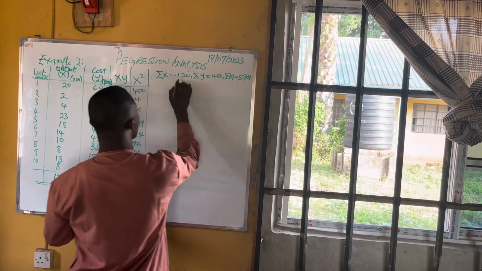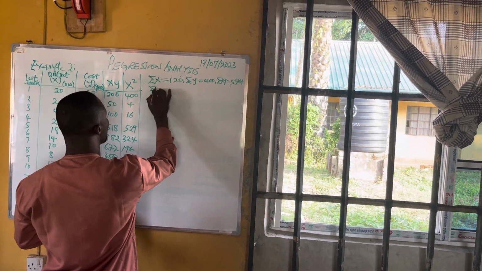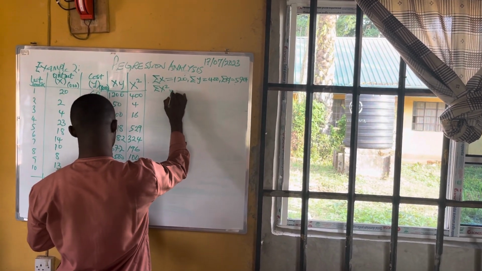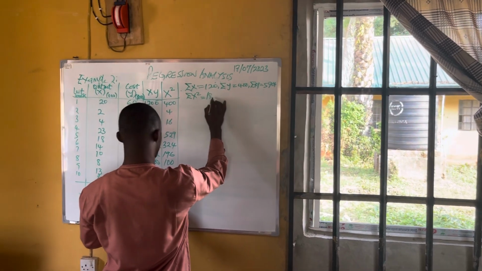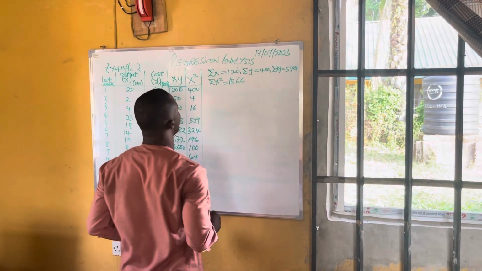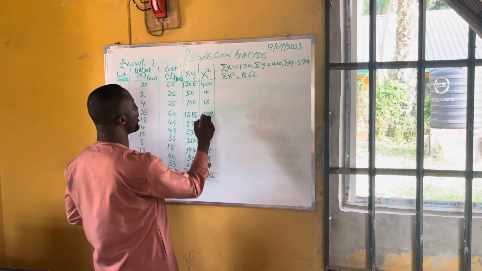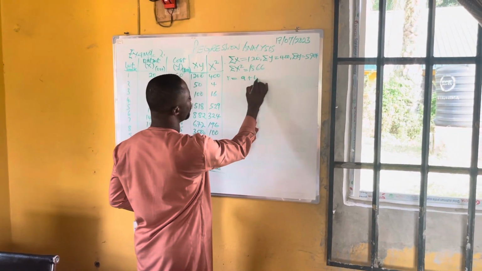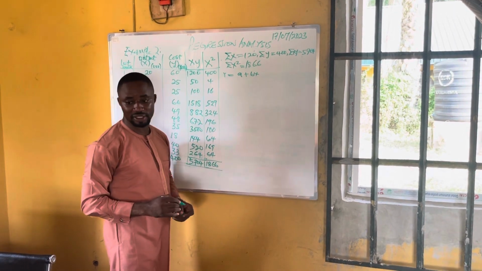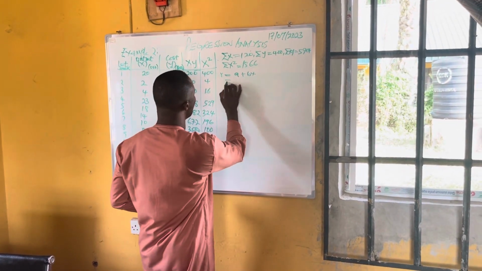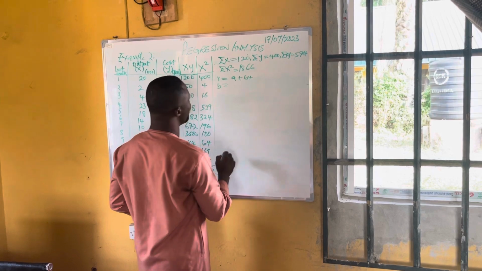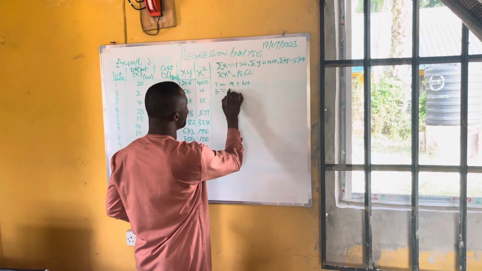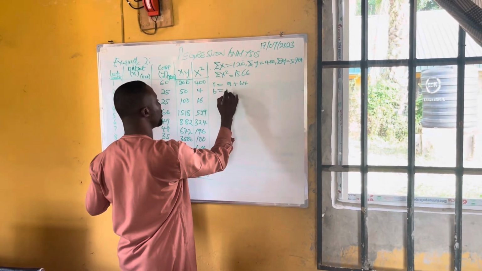5704. Summation x squared is equal to 1866. Now the regression equation formula says it is a plus bx, isn't it? Yes. So the first thing we are required to look for is b, where b is equal to summation n. N is what?